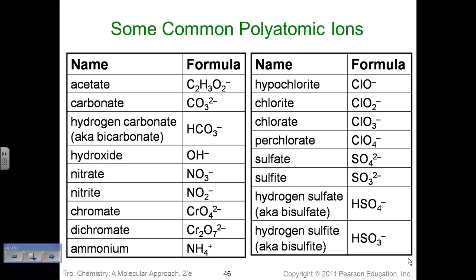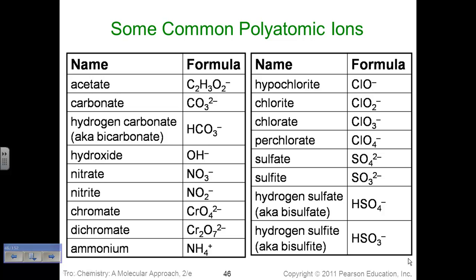If we remove yet another, we form hypo. Hypo is a prefix that means below. Below the normal level is hypo. Hypochlorite, ClO, negative charge of 1. Again, the root word chlorate, remove 1 oxygen. Chlorite, remove 2 oxygen. Hypochlorite.